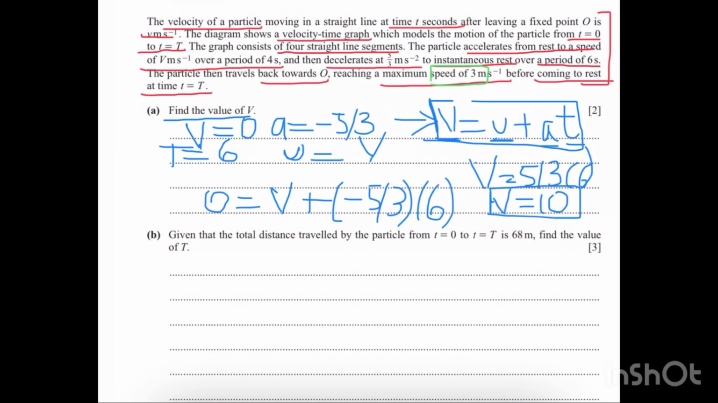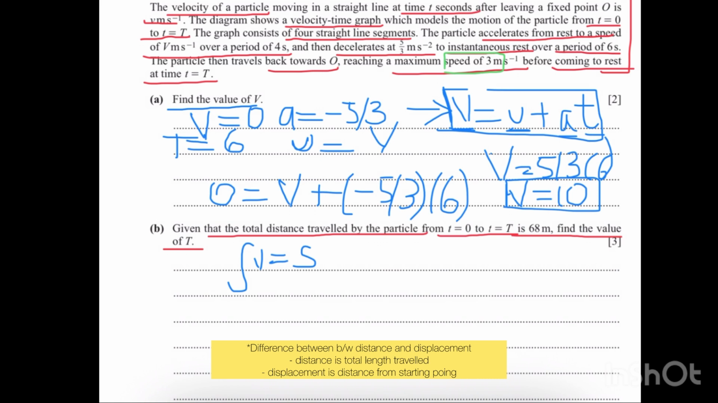The second part, part B. For part B, they're saying, given that the total distance traveled by the particle from t = 0 to t = T is 68 meters, find the value of T. As I said before, this is a velocity time graph. And whenever we talk about velocity, we know that whenever we integrate velocity, we get the displacement.